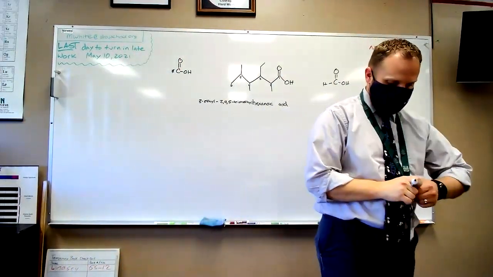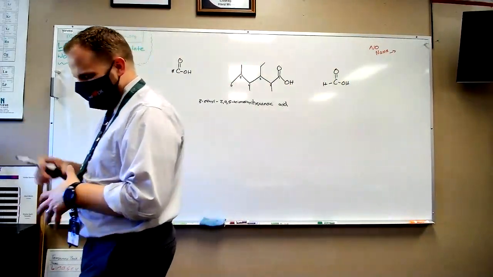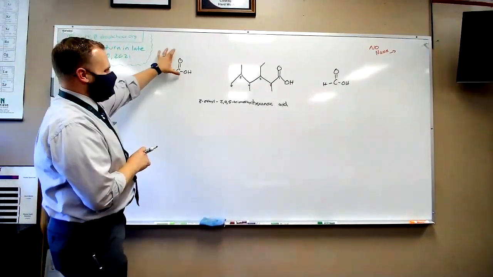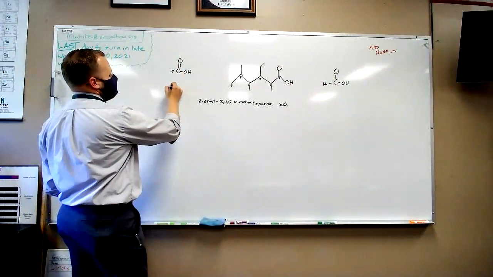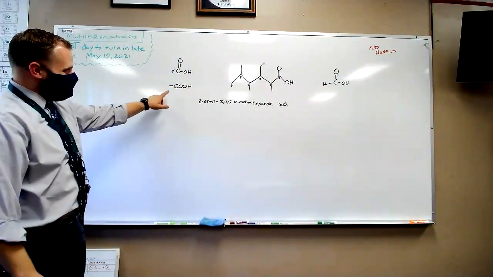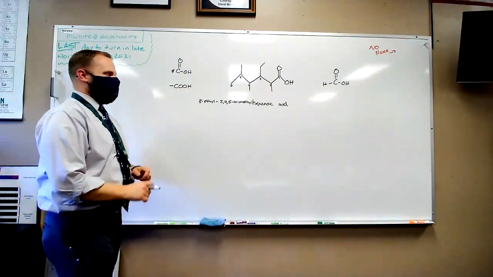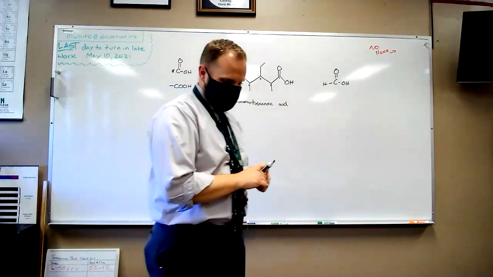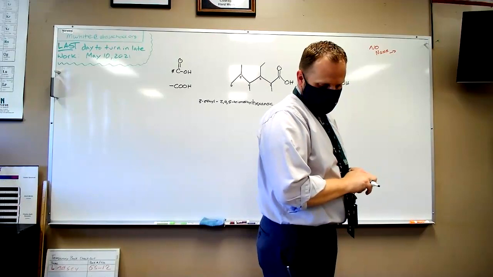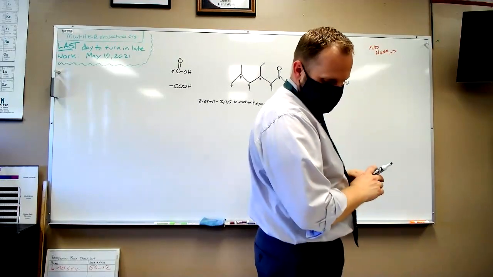So sometimes if you are seeing the condensed structural formula, instead of writing it out like this, you'll see it written as that. So if you ever see anything that has the COOH, that is a carboxylic acid. Okay. So there's that.